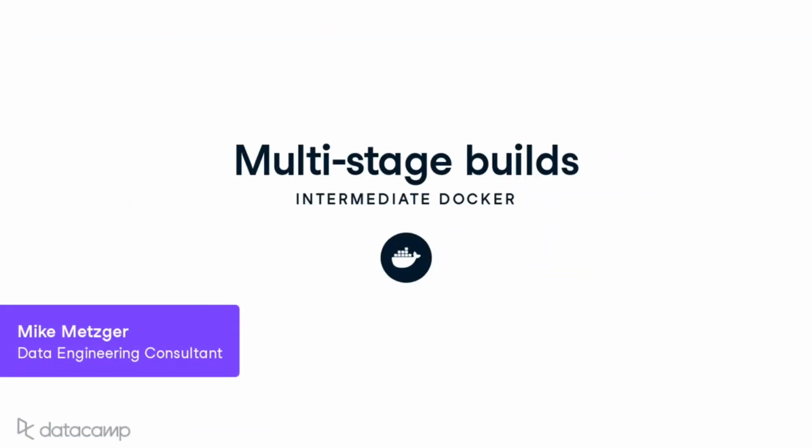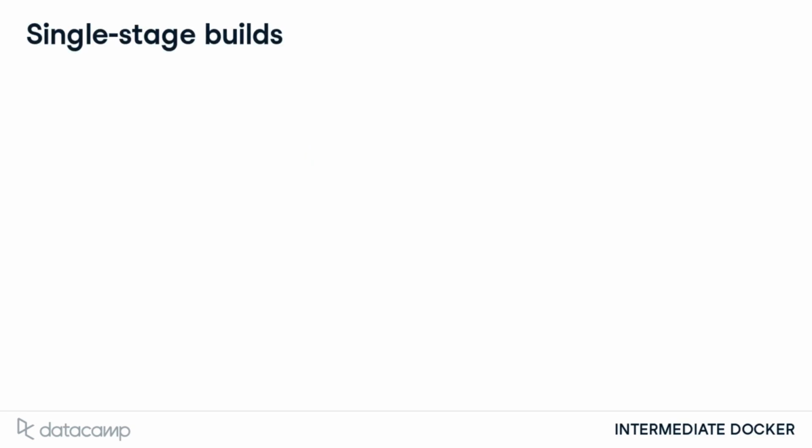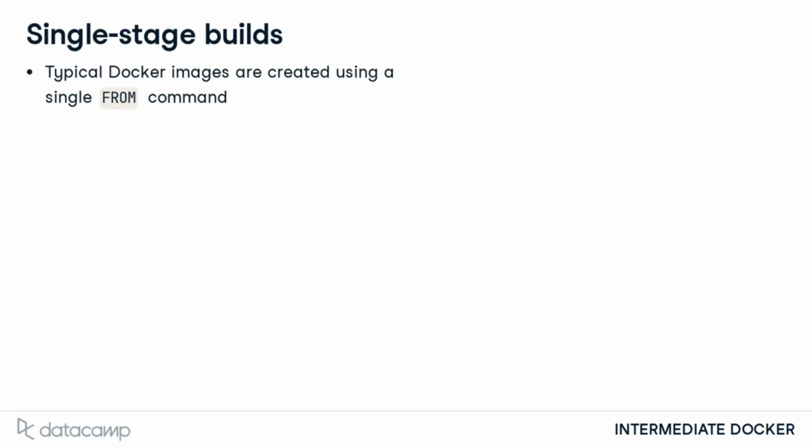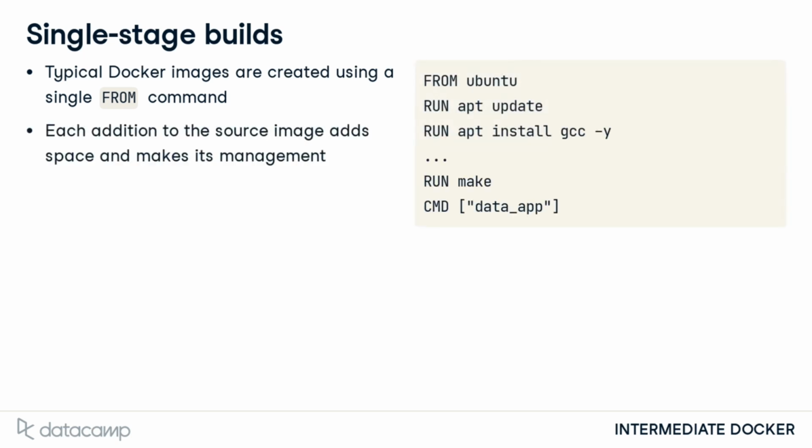Welcome back. Let's now learn about multi-stage builds in Docker. Typically, a Docker image is created using a single FROM command or source image. This is also referenced as a single-stage build, meaning only one stage or container is used to create the Docker image. We can obviously add anything to a given image, but each addition requires more space and can make the image more difficult to manage.